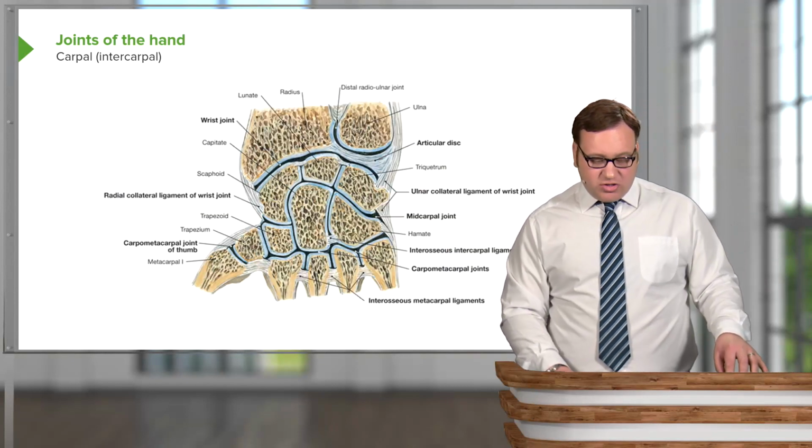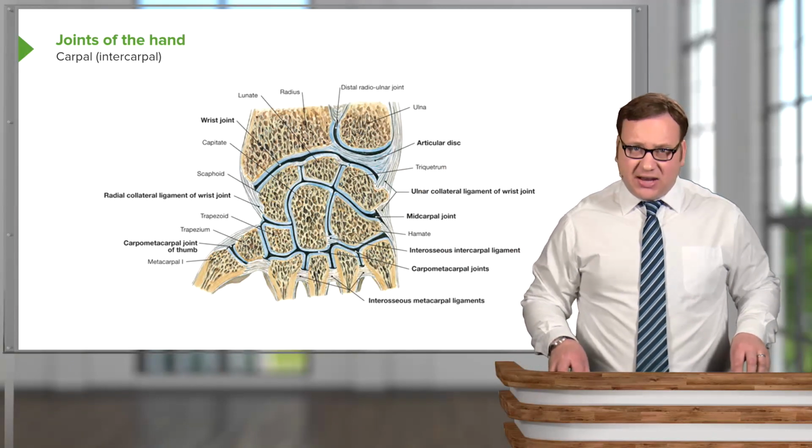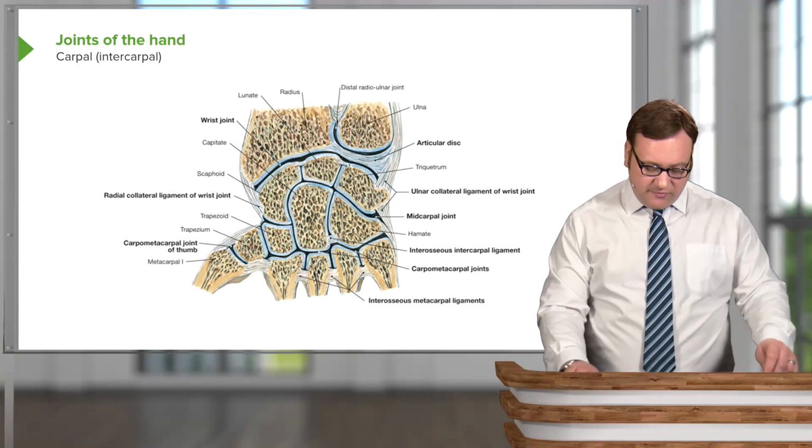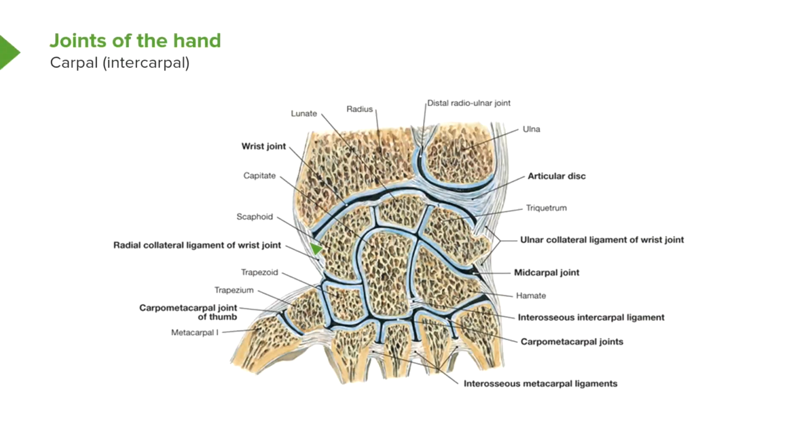Now let's move on to the joints of the hand specifically, and a whole series of joints within the carpal bones. We can see here we have the carpal bones, we have the scaphoid, we have the lunate, we have the triquetrum, we have the various carpal bones we can see here in this section through the hand and the wrist joint. We can see the wrist joint here, we can see the distal radio-ulnar joint here.